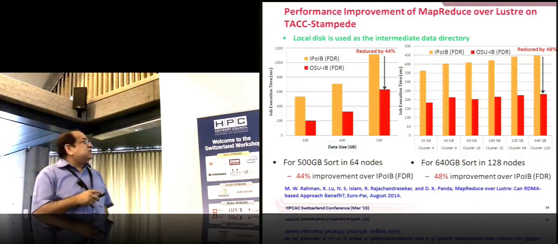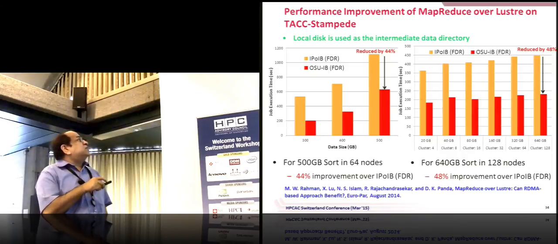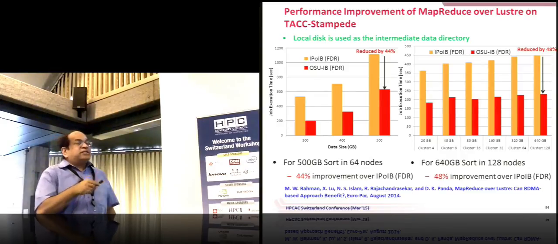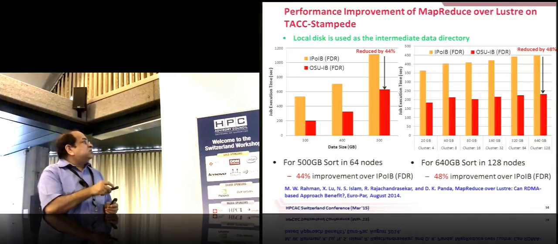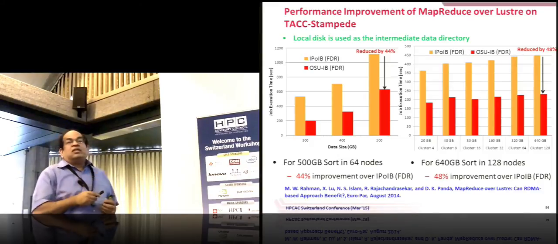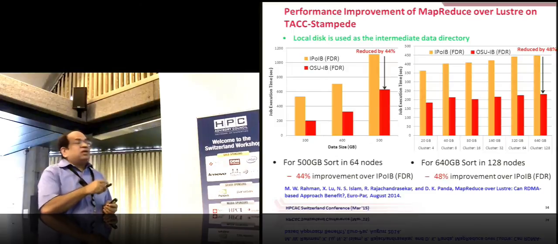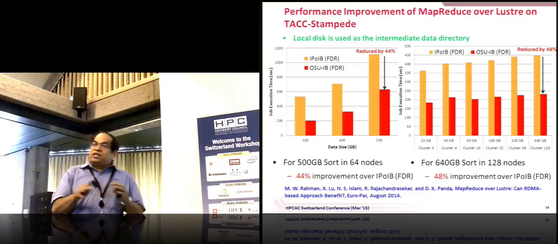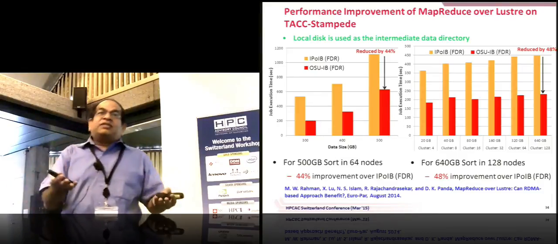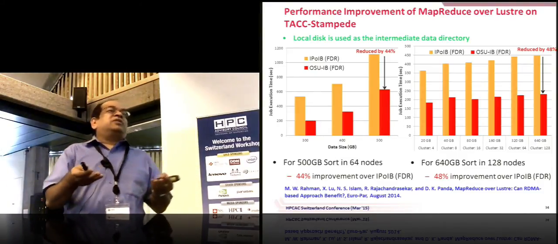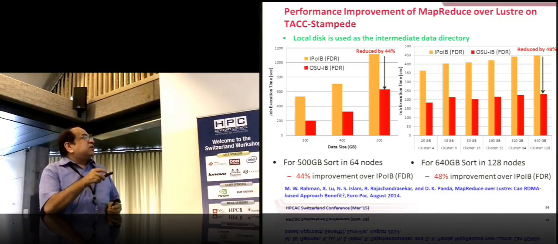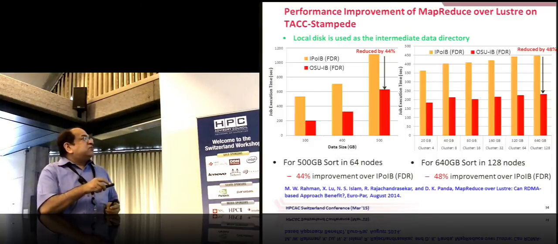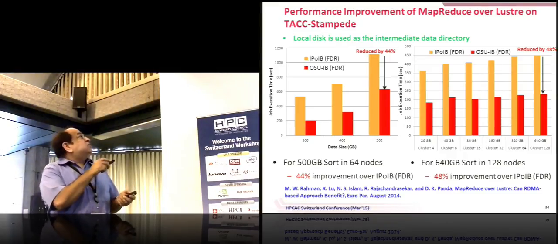Here are some sample numbers we presented at Euro-Par last year. Here, a local disk is used as the intermediate data directory. This is again taken on TACC Stampede on 64 nodes, with almost half a terabyte of data. When you do the MapReduce, you will see around 44% improvement. Once again, it is the same hardware. We are not making any changes to the existing HPC cluster, but we are providing a framework, the RDMA based design, to speed up your sort application. Here also we see similar results: for 640 gigabytes of sort on 128 nodes, we get around 48% improvement. So this is with the local disk.